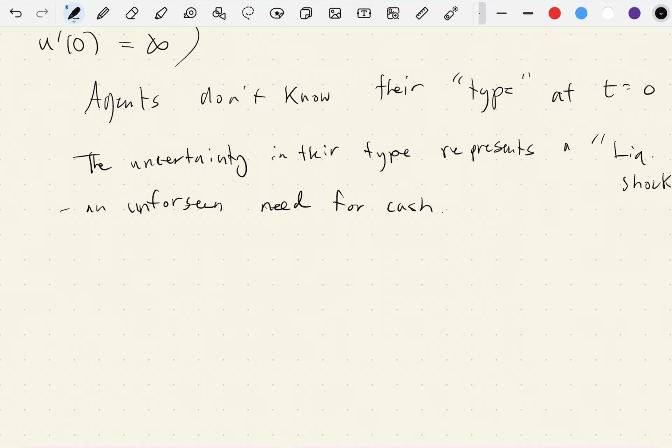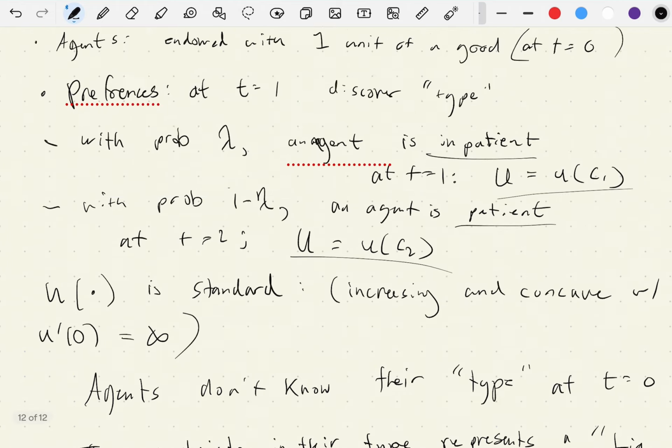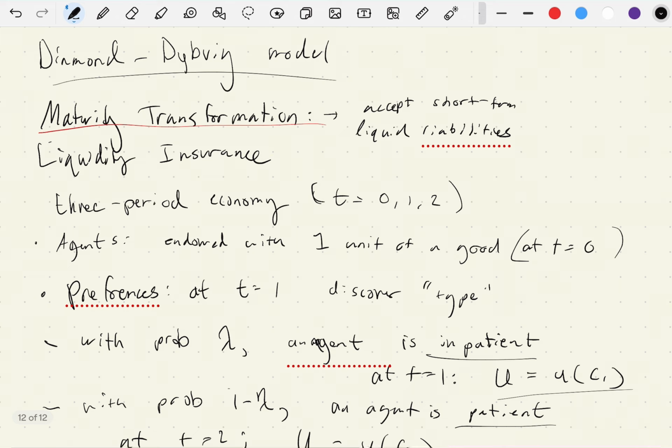And this liquidity shock is just an unforeseen need for cash. They're not aware of it. For example, I just got an iPad, and I wasn't aware that I needed some cash to go to the store and get an iPad charger, because I left it at home. So it's kind of similar to that.